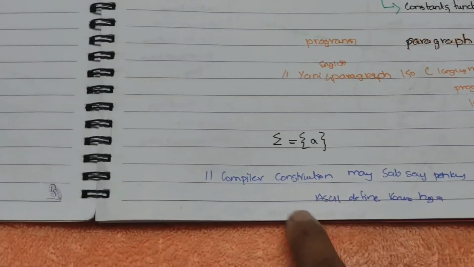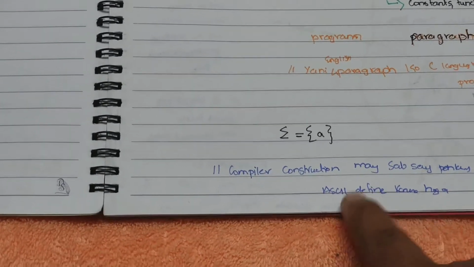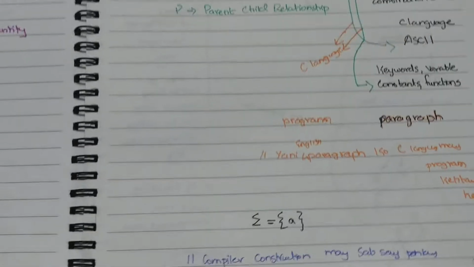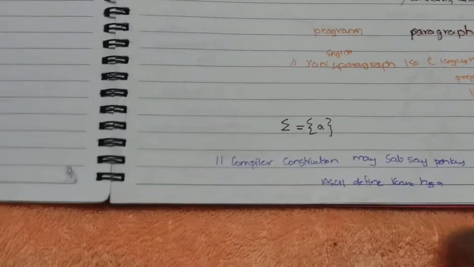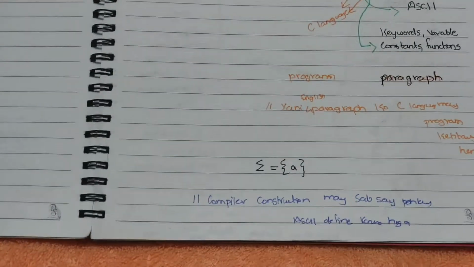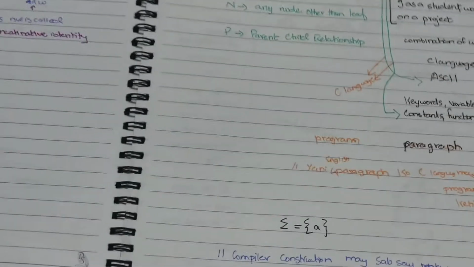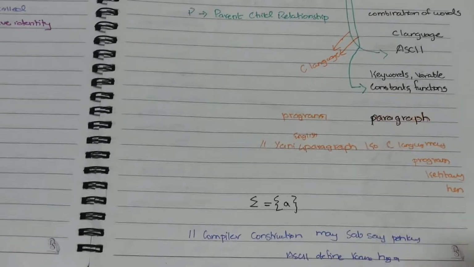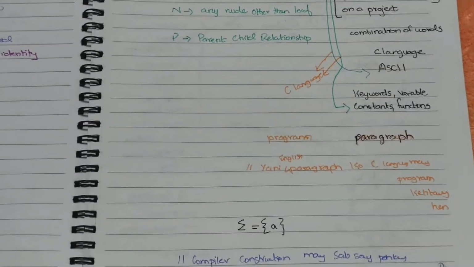Our source is A. In compiler construction, first of all ASCII will be defined. Our teacher told us that if you want to build a compiler, if we are going towards compiler construction, then we have to define. The first stage is to define the ASCII characters. How is the compiler going to know on what basis to build.